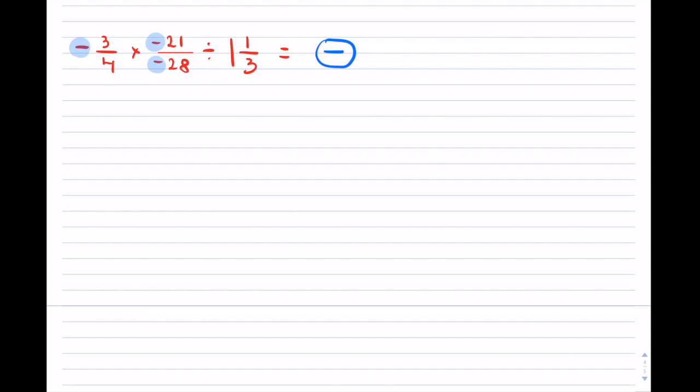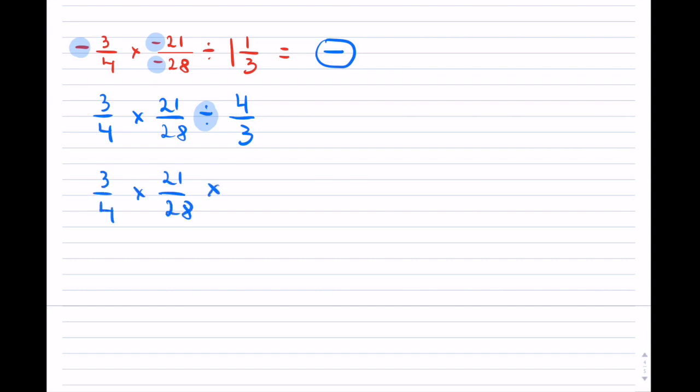Step 2, get rid of mixed numbers. So I have one mixed number, and I can get rid of that. Next step, get rid of division. I have that right there. So I'm going to get rid of the division. It changes to multiplication, and we have to take the reciprocal.